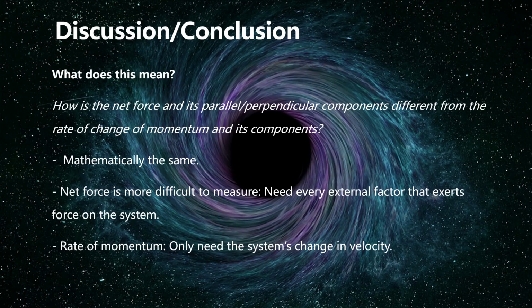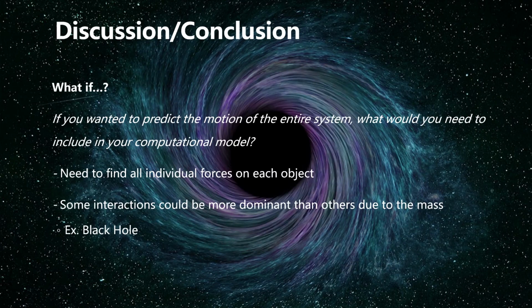So discussion. What does this mean? How is the net force and its parallel and perpendicular components different from the rate of change of momentum and its components? So mathematically, these are the same thing, but the net force is more difficult to measure because we need to know every external factor that exerts force on the system, while for the rate of change of momentum, we only need to know the system's change in velocity.